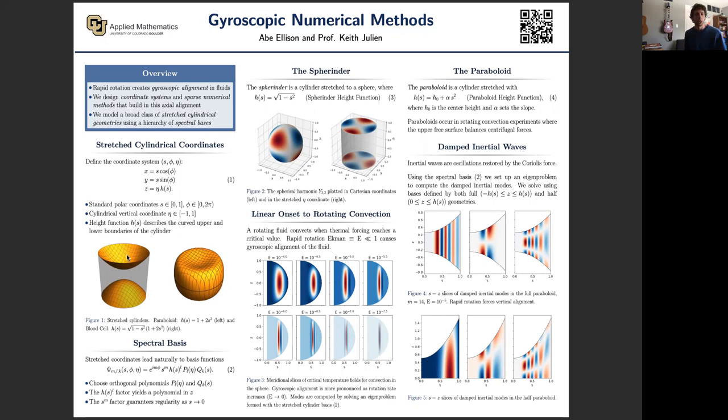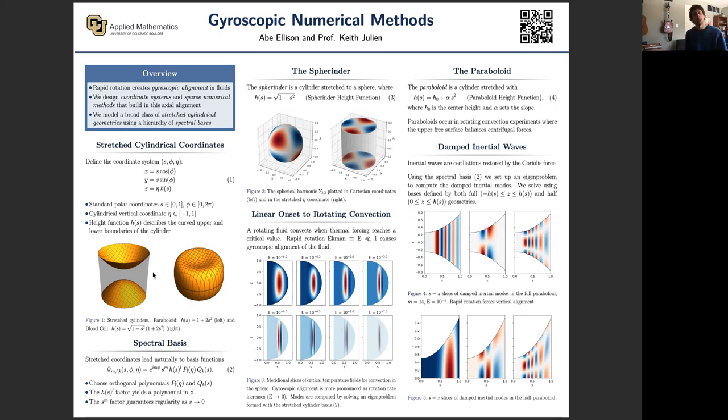So here you can see if you choose a parabola for h of s, then you end up with a parabolic upper surface. And likewise here, we multiply that parabola, which is this dent in the top, by the spherical function square root of 1 minus s squared. And that ends up giving us this dented sphere or a blood cell type geometry. And so we want to be able to simulate fluid flow in geometries like these.